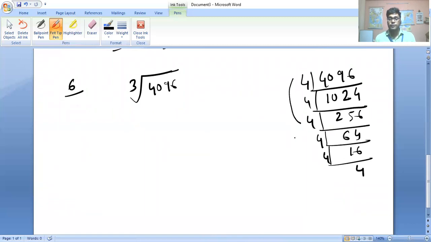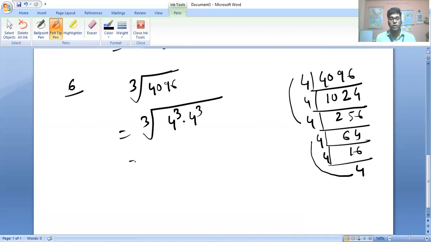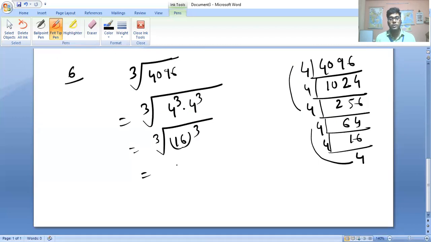So with these 4s, we have 4 cube, and with these 4s, we have another 4 cube. So cube root, what can you write? 4 cube into 4 cube. That means 4 into 4, 16 whole cube. Now the answer would be 16. Okay students, very easy.